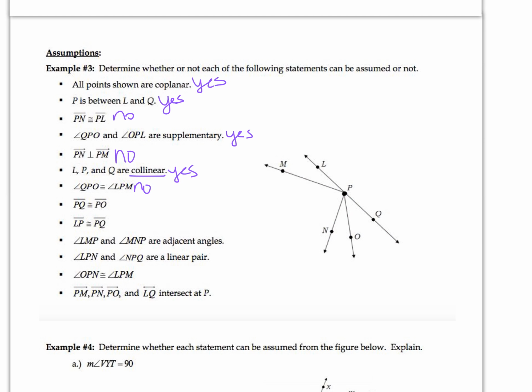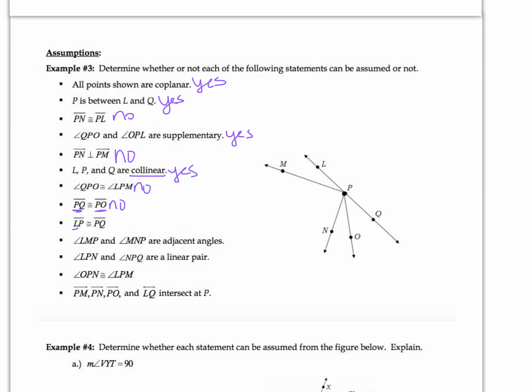All right, moving on. What about PQ and PO? Are those lines congruent? Well, I can't really tell, and they don't do this, so no. Unless there were measurements or there were congruent marks through those lines, I can't assume that. Remember, we talked about in geometry, you always have to be able to prove it, or else if it's not in the figure, you can't assume.